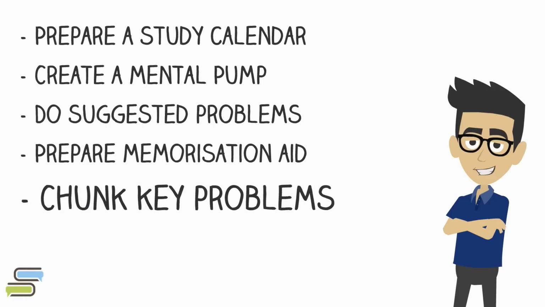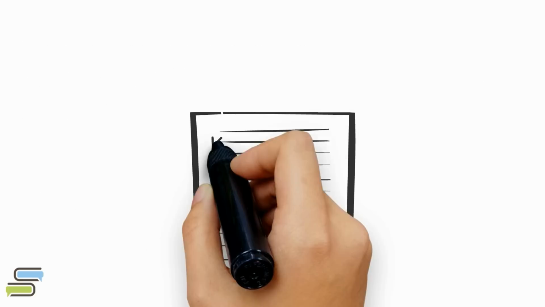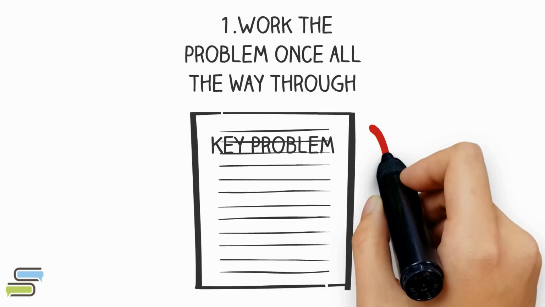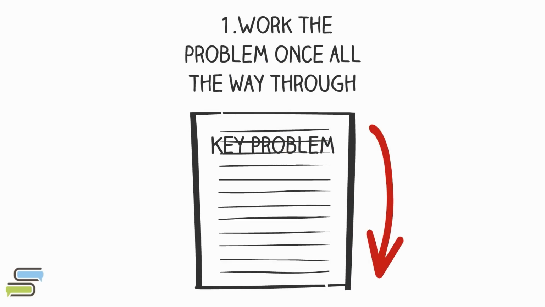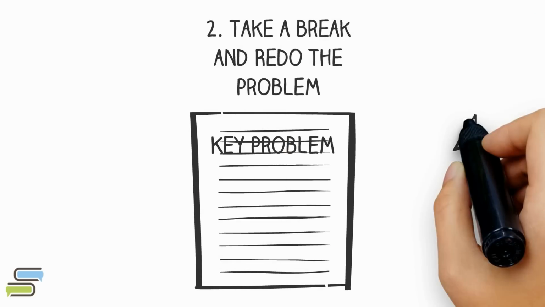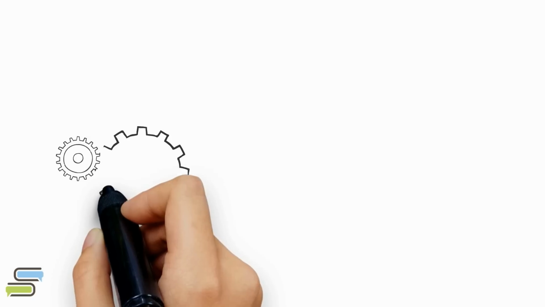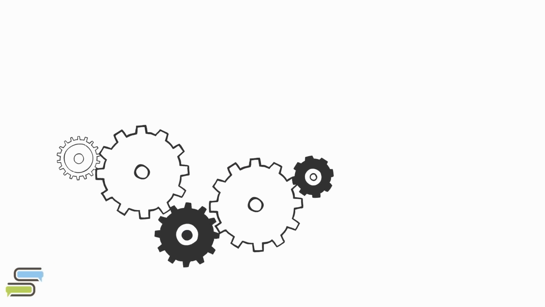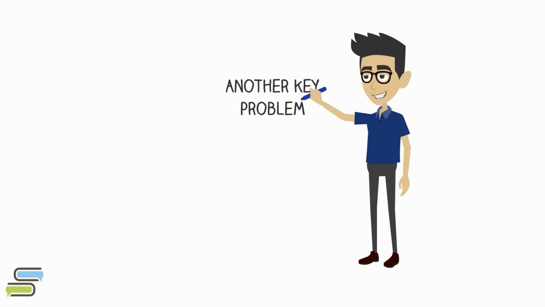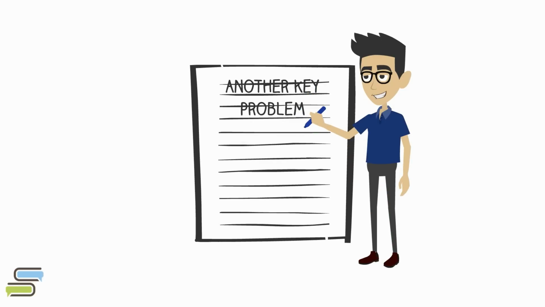Work on a key problem or a problem that touches many concepts following this instruction. First, you want to do a key problem all the way through on paper. Then, take a little break and redo it, but this time, pay attention to key processes or steps that you had difficulties with. Come back the next day and do it again one last time and notice how much easier it got. Finally, repeat the whole process for another key problem to make sure you have created a chunk.